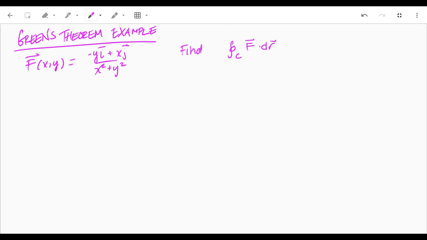Okay, one last, kind of trickier example using Green's theorem. Your book has a different take on it than I do here, so these are two different ways of proving some things with this theorem.